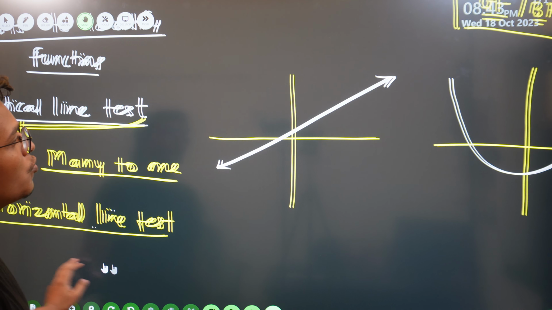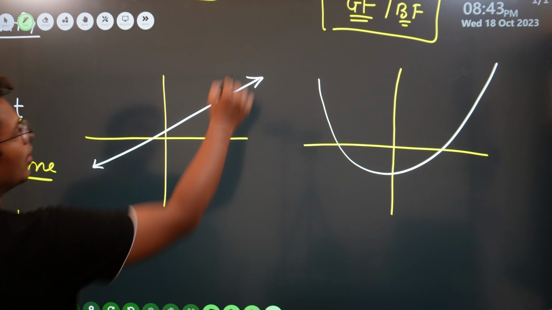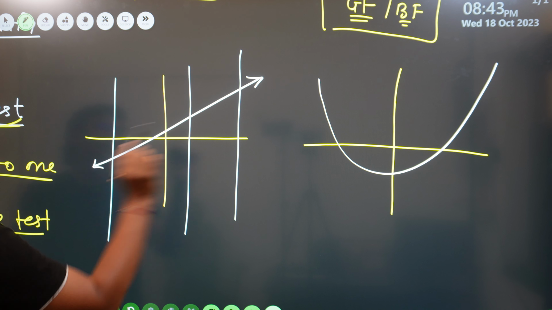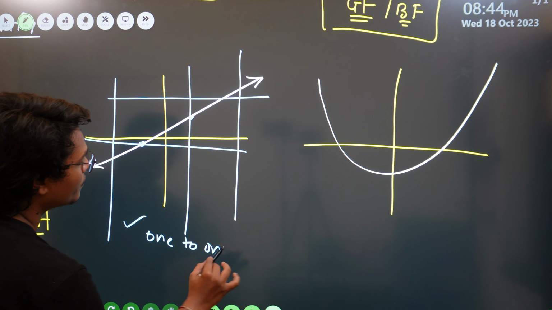Now see, we have two graphs here. Now I am going to draw a vertical line. See, the vertical line is cutting at a single point only, correct? If I draw a horizontal line, the horizontal is also cutting at a single point only. It means this is a one to one function. Getting it or not?